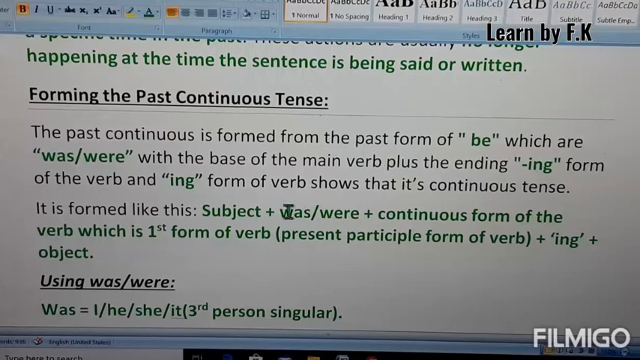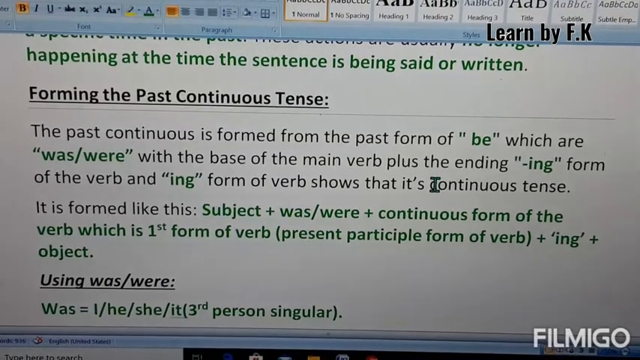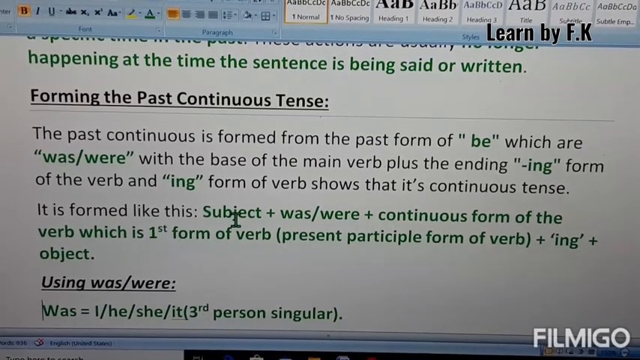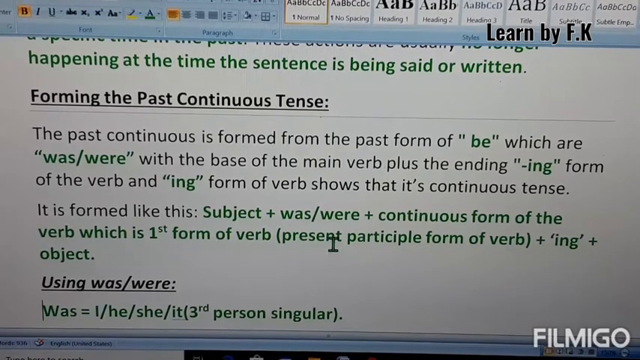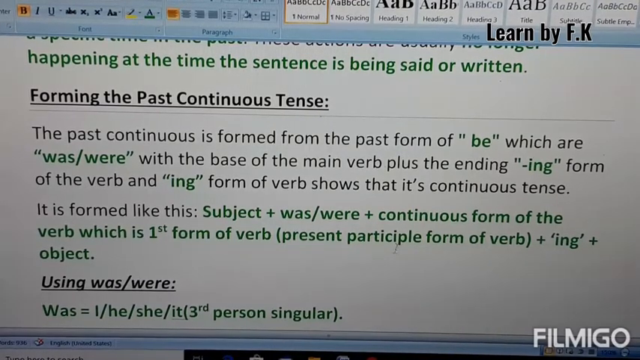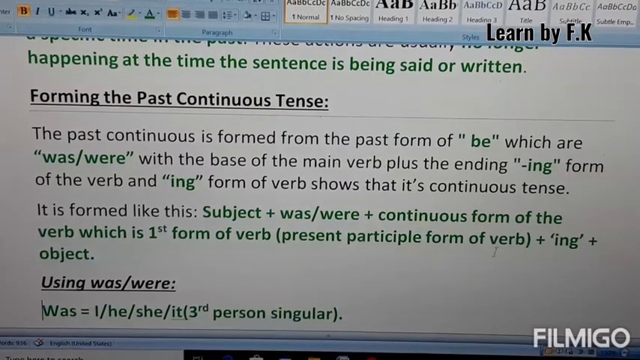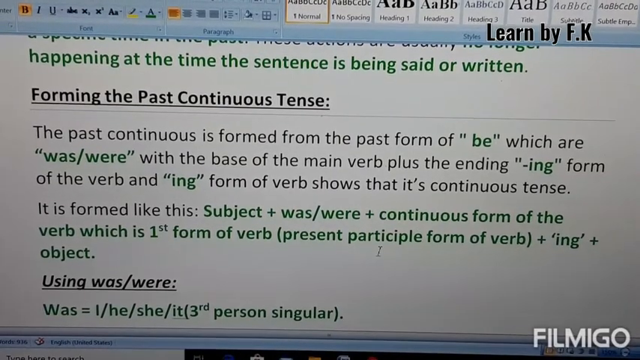Now the verb ing shows that it's a continuous tense, and this is understood for all continuous tenses. It is formed like this: subject plus was or were plus the continuous form of the verb, which means the first form of the verb plus ing, also called the present participle form, plus object. This is the structure.